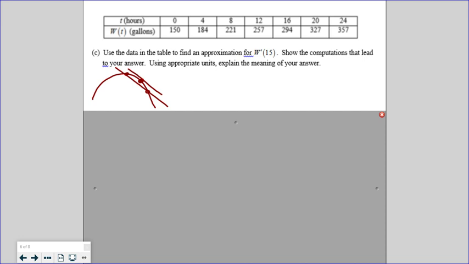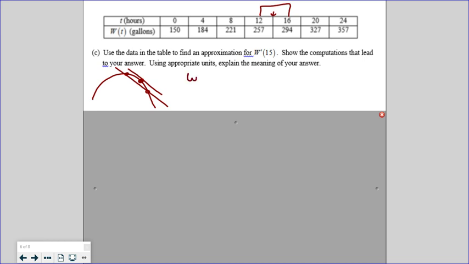Okay, so if I look up at my table, if I want an approximation for the derivative, the slope of the tangent line at 15, I'm going to go on either side of 15 and find the slope of that secant line, or use my average rate of change. Well, 15 would fall right between 12 and 16 in my table, right? So those are the two values I would use, these two right here, in my average rate of change formula, or the slope of my secant line formula.